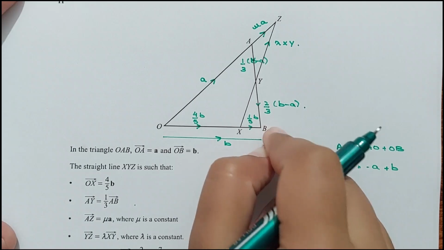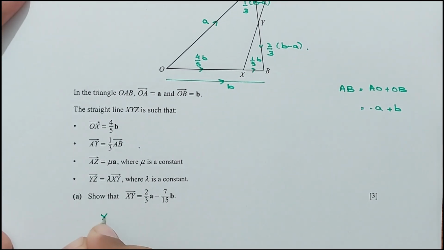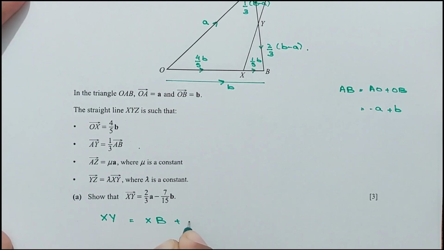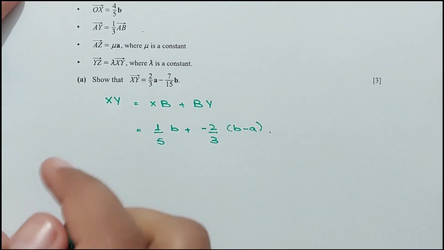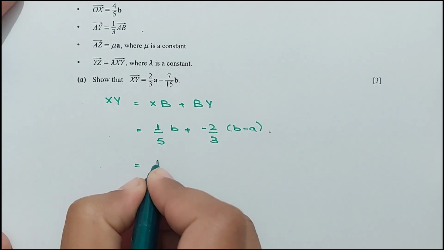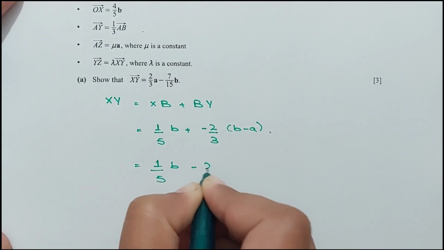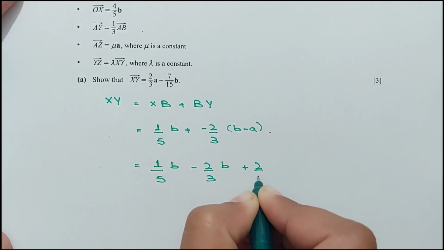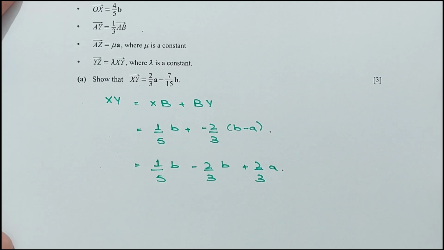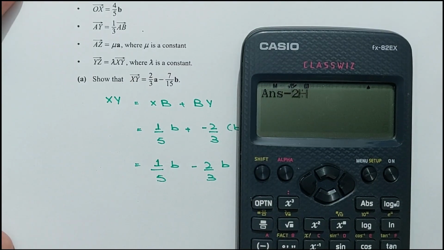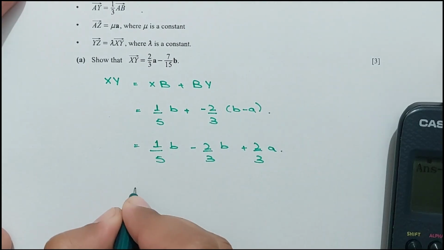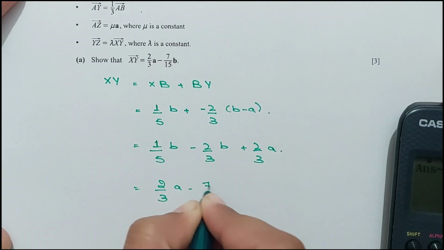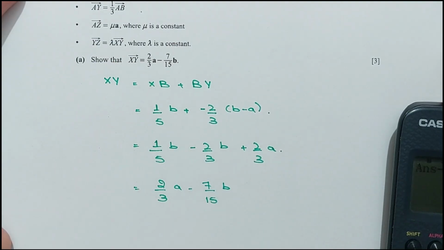X to Y is X to B and B to Y, right? XY equals XB and BY. X to B is 1/5 of B and BY is negative 2 by 3 of B minus A. Now simplify, we have 1 by 5 of B and minus 2 by 3 of B and plus 2 by 3 of A. Solving for the B coefficient, which is 1 by 5 minus 2 by 3, is minus 7 over 15. So 2 by 3 A is as it is and minus 7 over 15 B. And this is proved, XY is equal to this.